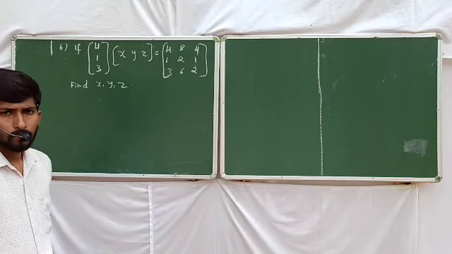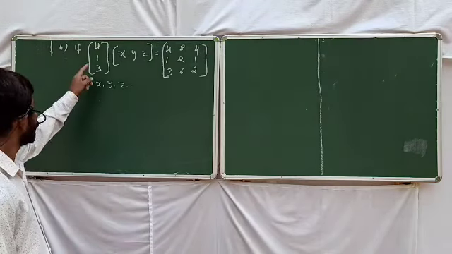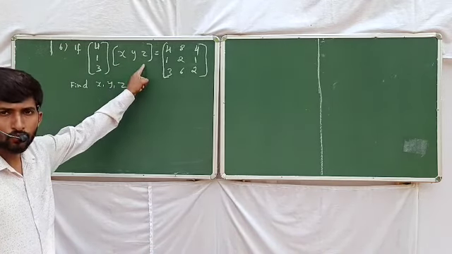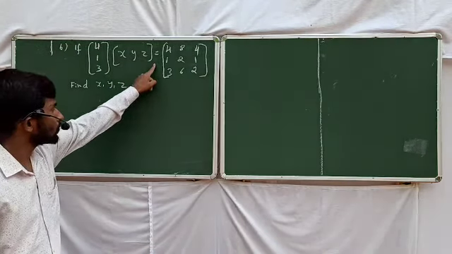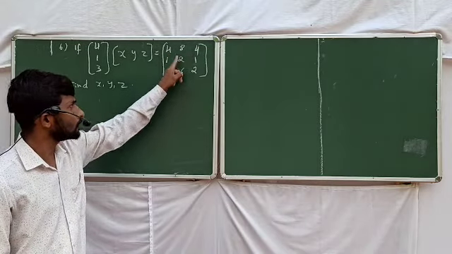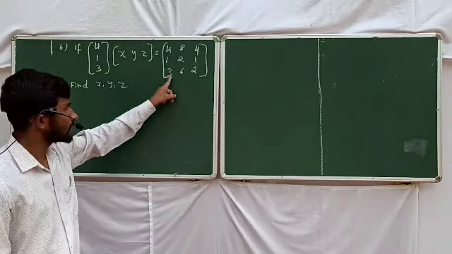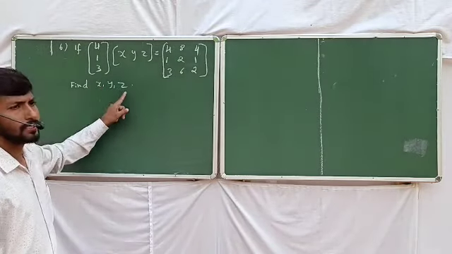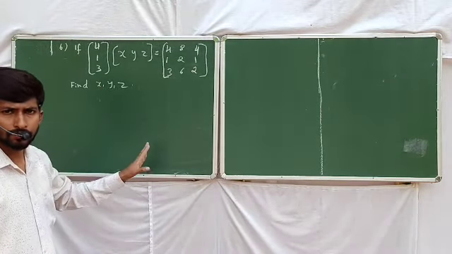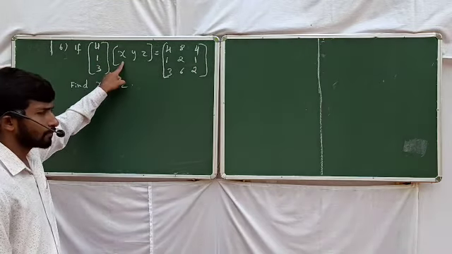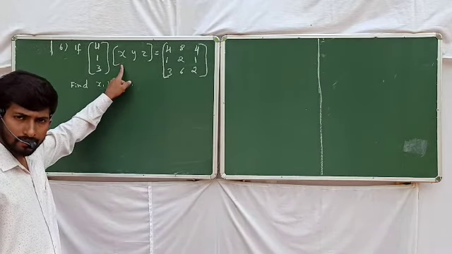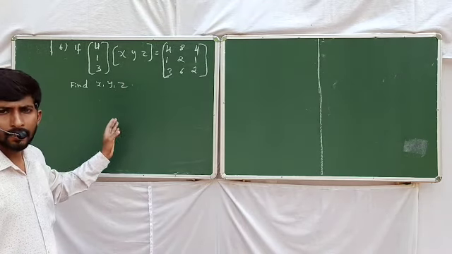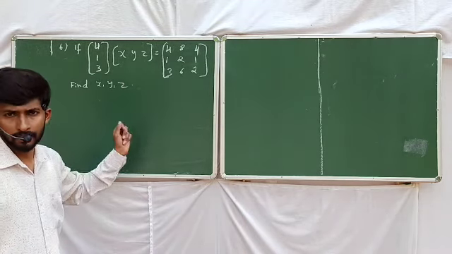Okay. See the sixth question. Matrix 4 1 3 into matrix x y z is equal to matrix 4 8 4, 1 2 1, 3 6 2. Question is find x, y, z. Whatever question is given, here matrix multiplication is there. In this question, first simplify the LHS, compare LHS to RHS, and we will get the answer.